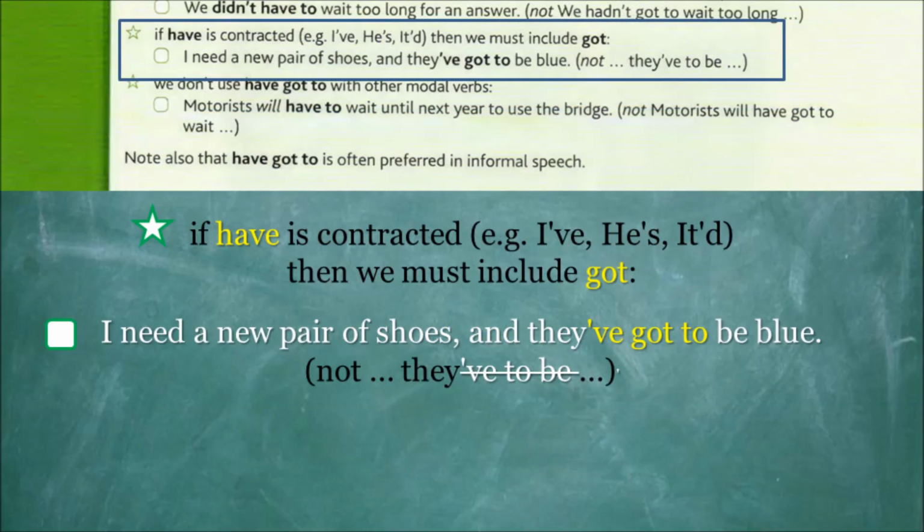If have is contracted, for example, I've, he's, it'd, then we must include got. I need a new pair of shoes, and they've got to be blue.